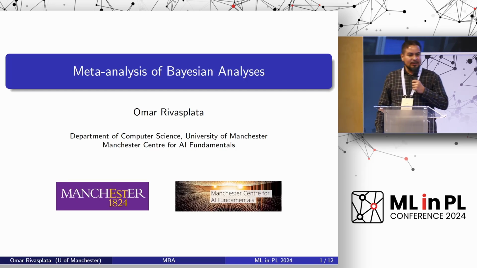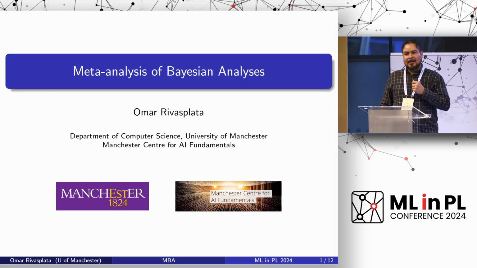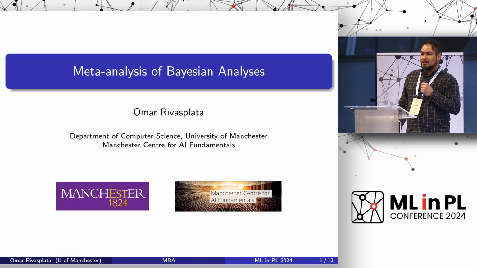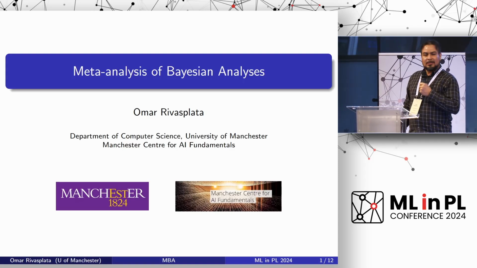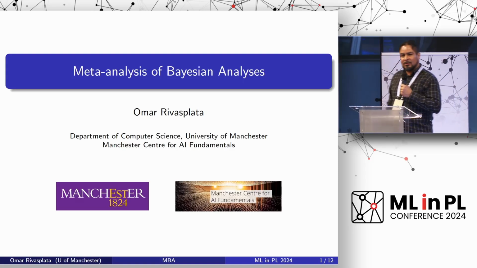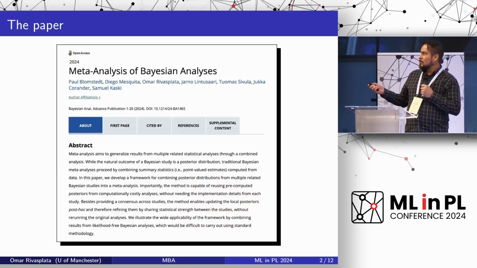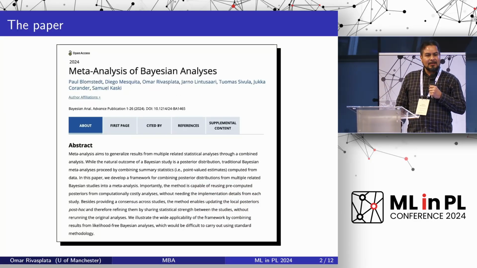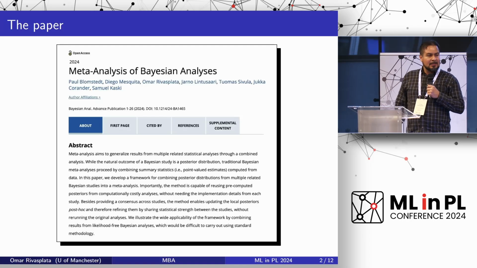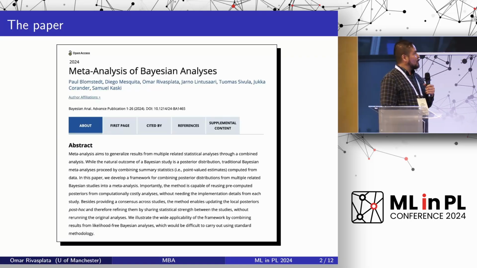So I'm based at the University of Manchester now, and at the Center for AI Fundamentals. That's what you see in the title page there. And today I'm going to talk about this work called meta-analyses of Bayesian analysis. So I hope it becomes a little bit more clear what that means in a moment.